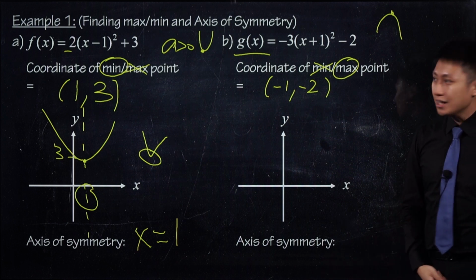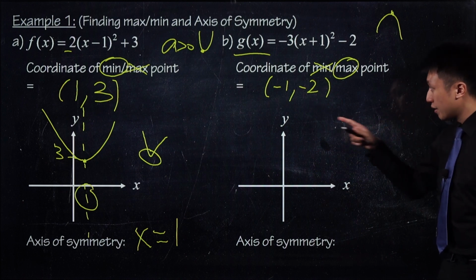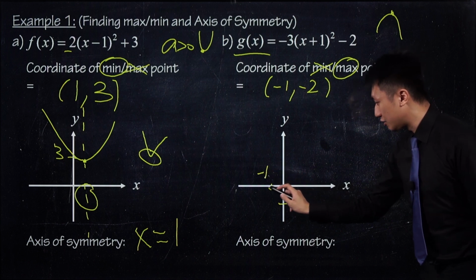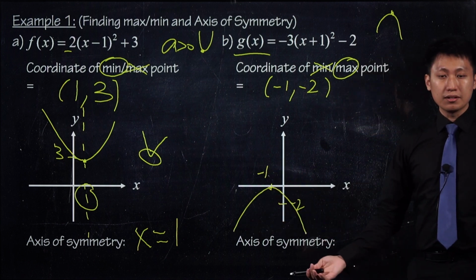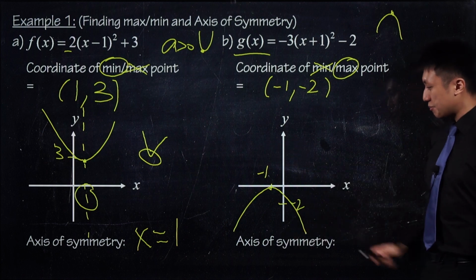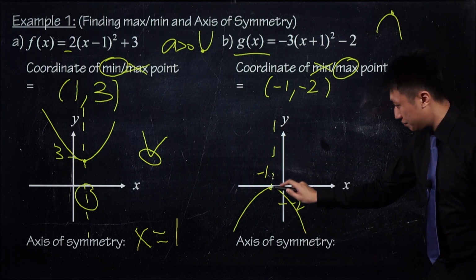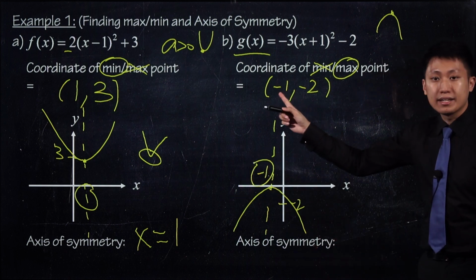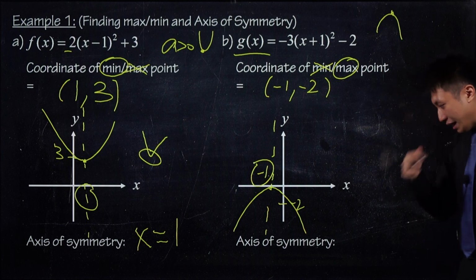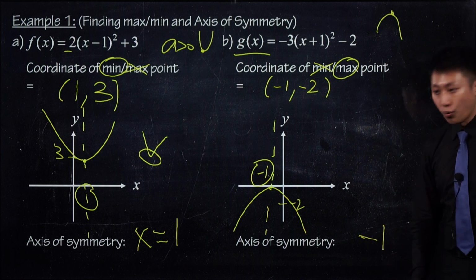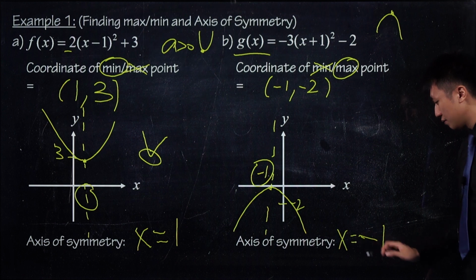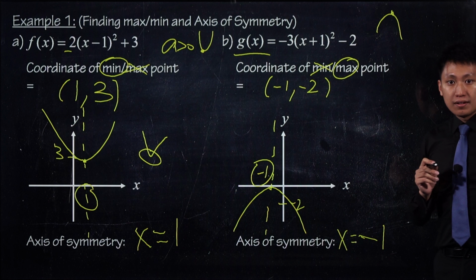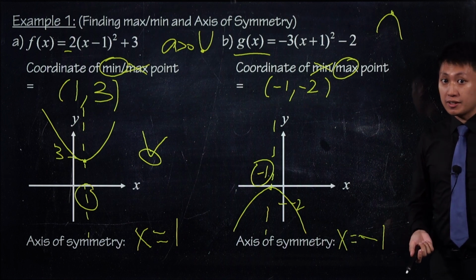It looks like negative, does it make sense? Yes, it makes sense because you can draw -1 here, -2 here. Then I'm done. It's very simple. Axis of symmetry, what do I do? I draw a dotted line. This value is -1, the x coordinate is -1. Can I write -1 here? No, I have to write x equals -1 because it's an axis, it's a line. Okay, no problem, we can move on to the next one.